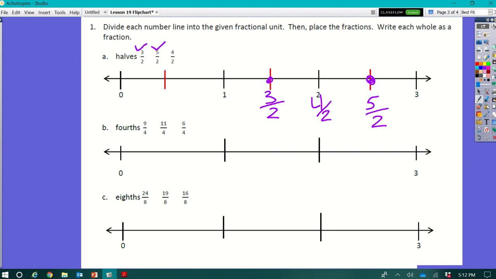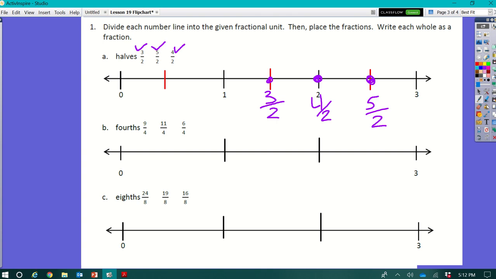The next fraction is actually 4 halves. And I already labeled it when I was counting up to 5 halves. So I go back to 4 halves and put my dot on the number line. So I'm going to check to make sure I found all 3 of those fractions and that they're labeled on the number line.